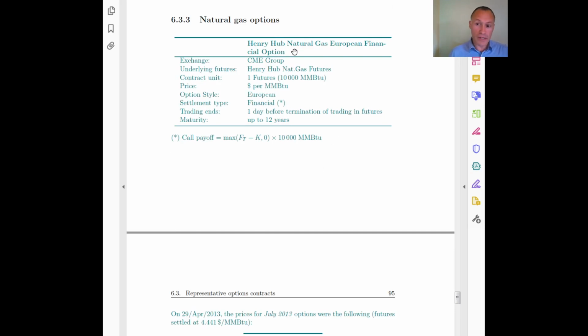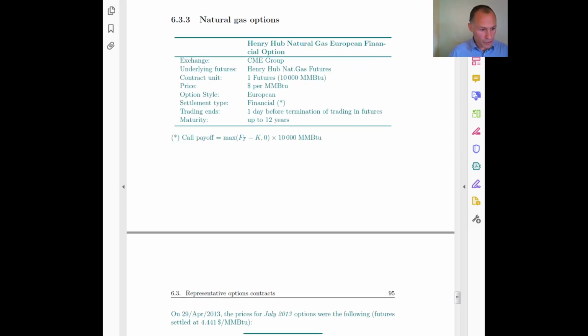One very important option is the option on the most important derivative we have discussed before, which was the Henry Hub future. So we now have an option on that futures. The characteristics are as we have here. This type is European, which is not the most common type, but again, as we said before, there are some options which are European, right?